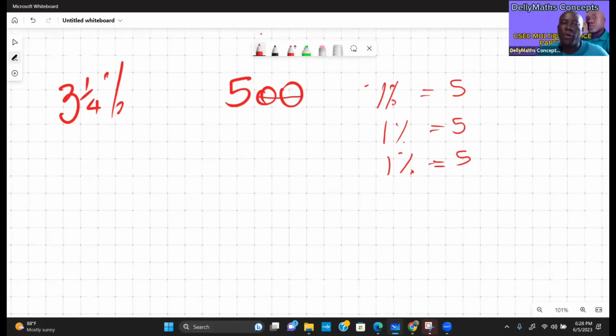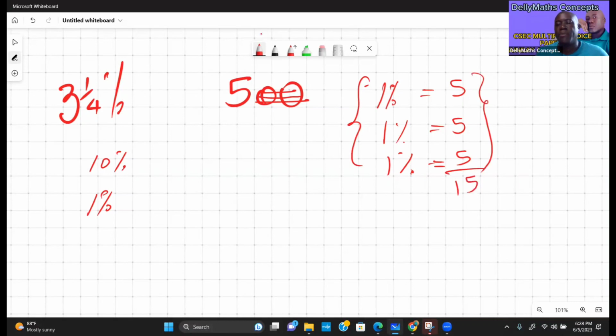I was saying to you that from time to time, I would tell people 10% is when you drop off 1 zero at the back. But 1% is when you drop off 2 zeros at the back. So if I drop off these 2 zeros, I'll get $5 to be 1%. So if you take a look at this, 1%, 1%, 1%, that is actually 3% already. And this is 15, right?